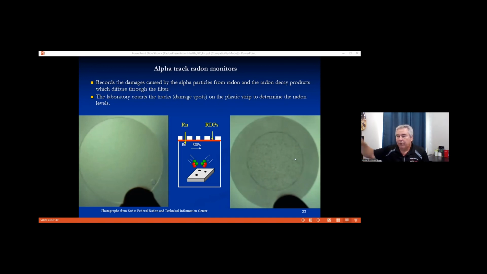So at the end of a 3-month period, you send it back to the lab and they will take out the plastic, put it under a microscope, count the number of pits or tracks that you have on the plastic. And at that point, they're able to tell from the number of tracks that you have what the radon level was in the room where you measure.